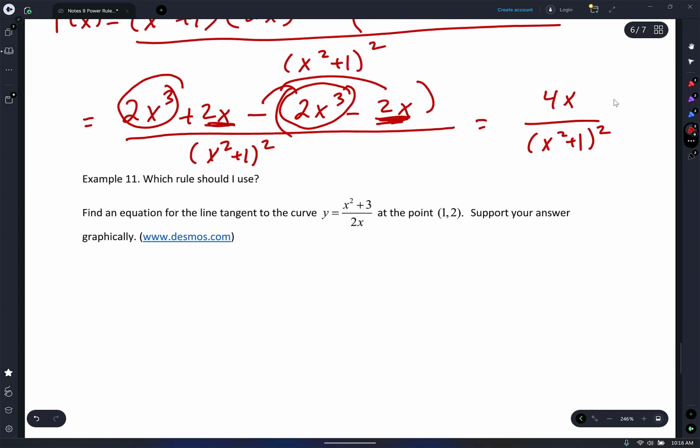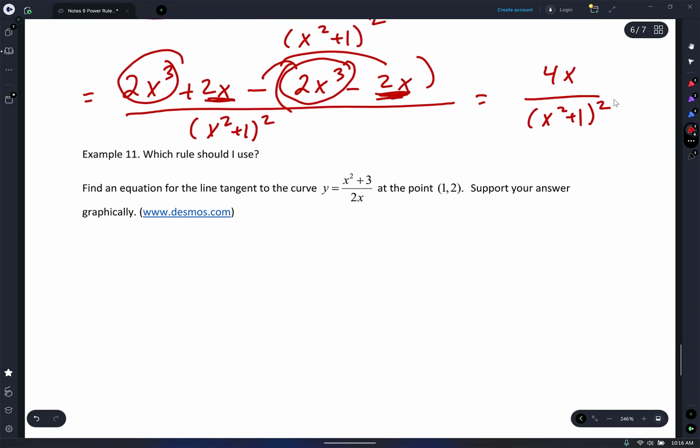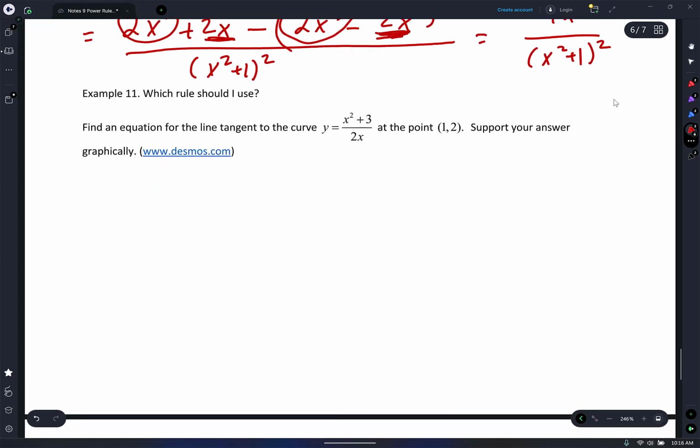What? Did I see Pokemon? Oh, I thought I heard Pokemon. All right, I like Pokemon, by the way.